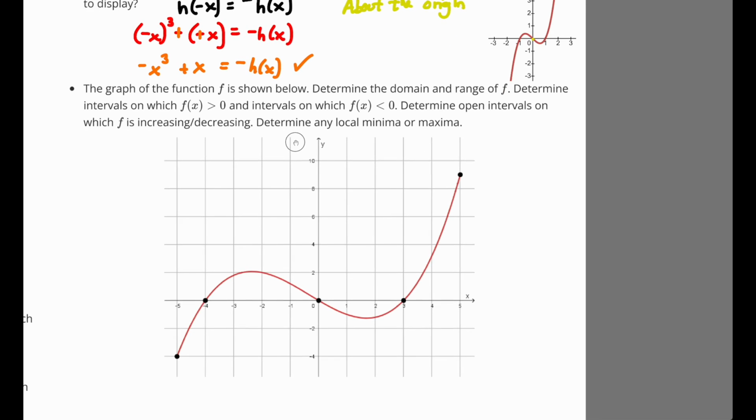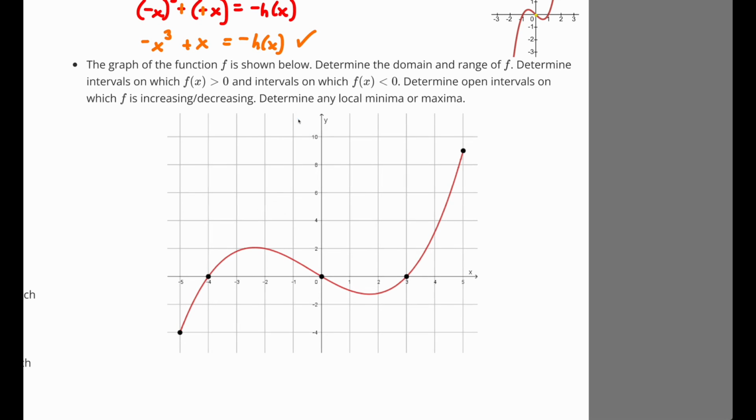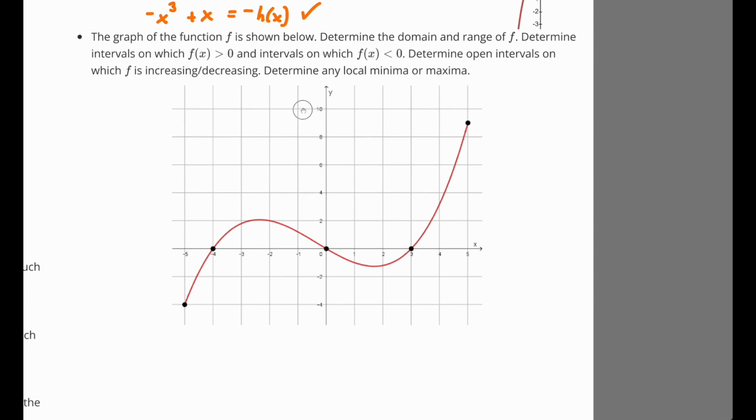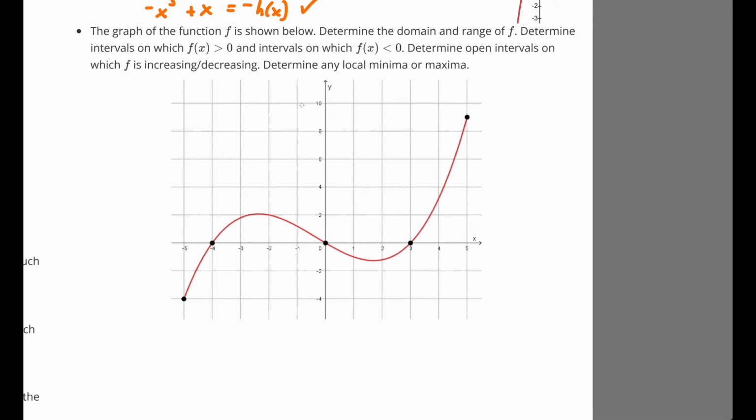All right, the last question: the graph of function f is shown below. Determine the domain and range of f. Determine the intervals in which f of x is greater than 0 and the intervals in which f of x is less than 0. Now, I actually did this in the last video. I'm just using the exact same problem. So those first two or three sentences there, I already answered. So the main thing I'm going to focus on is those last two sentences.